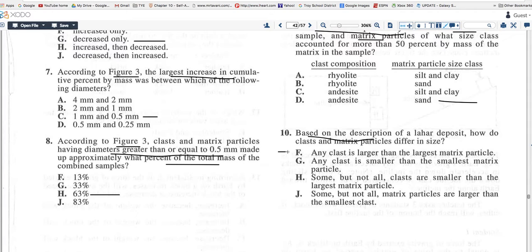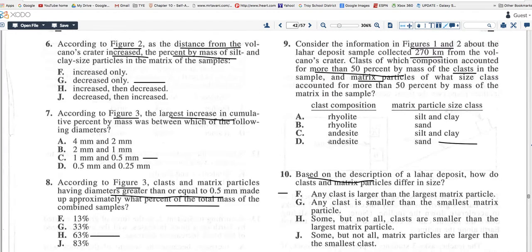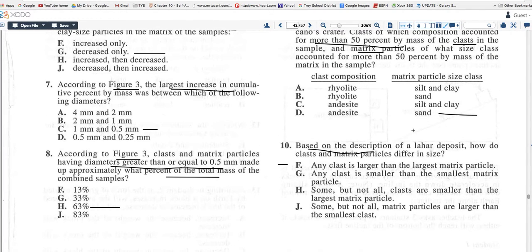Good. So, you always look at the intro and you skim it. You skim it for the words you're looking for, okay? So they want to know, based on the description, how do clast and matrix differ?